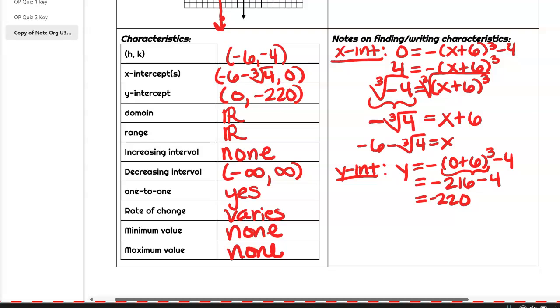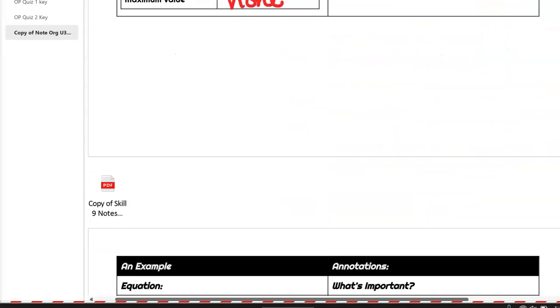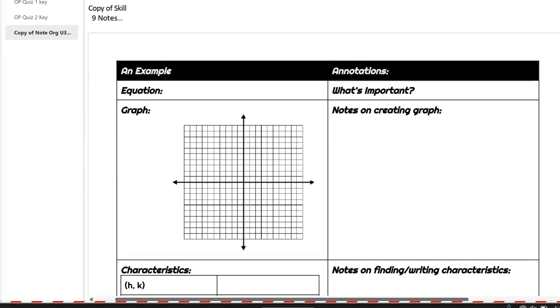Okay. We're going to look at one more, and that will be it. So the last equation we're going to look at, we'll just make the numbers a little more difficult here. We're going to have a 1/3 x plus 4 being cubed minus 1.